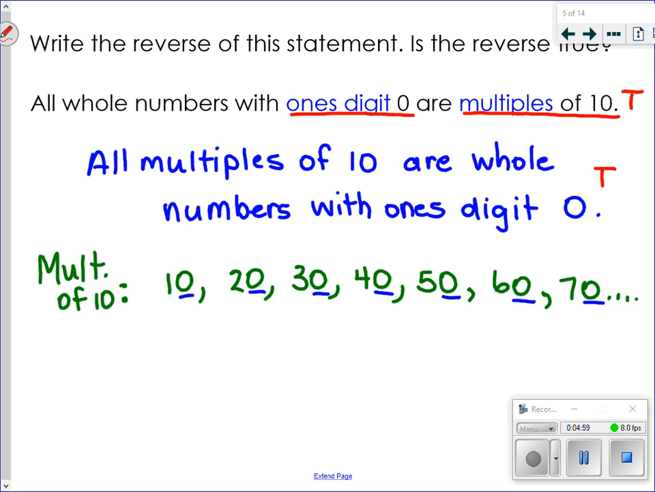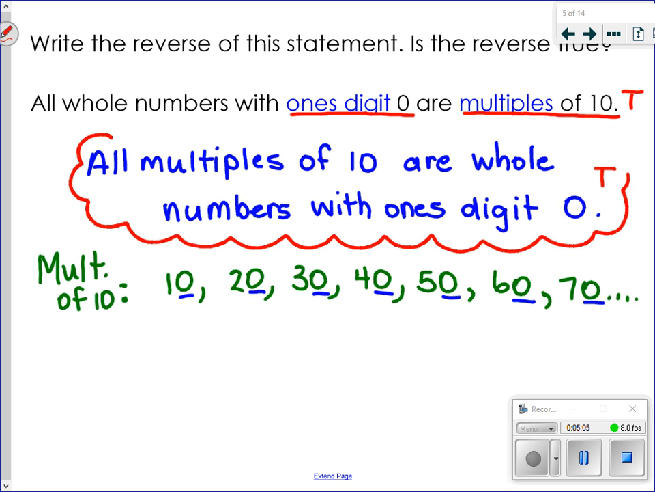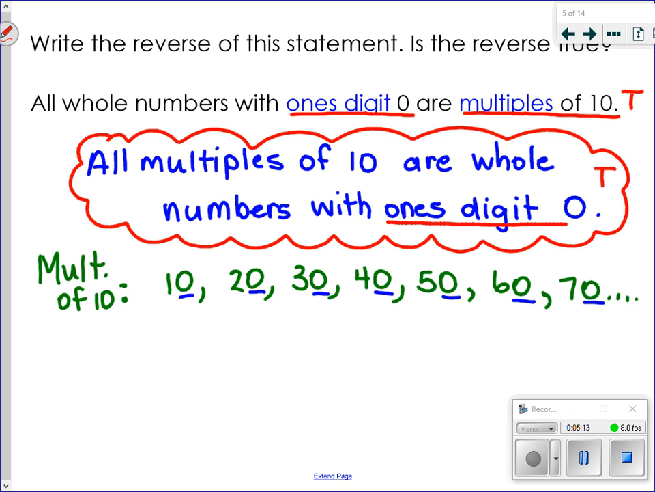This statement that we've just created here is called the divisibility rule for determining if a number is divisible by 10. If a number will divide by 10, it will have a ones digit of 0. That's a general rule. When somebody asks you, is a certain number divisible by 10? Can you divide it by 10? It will always end with 0 in the ones place.